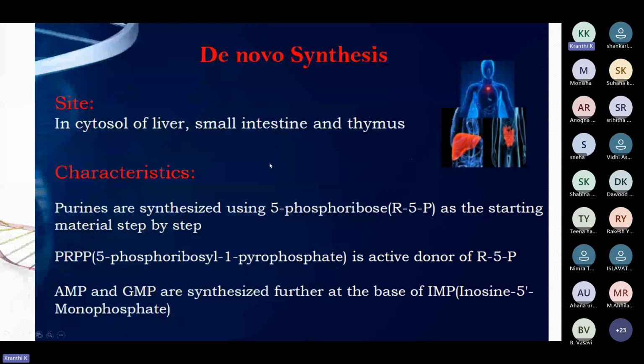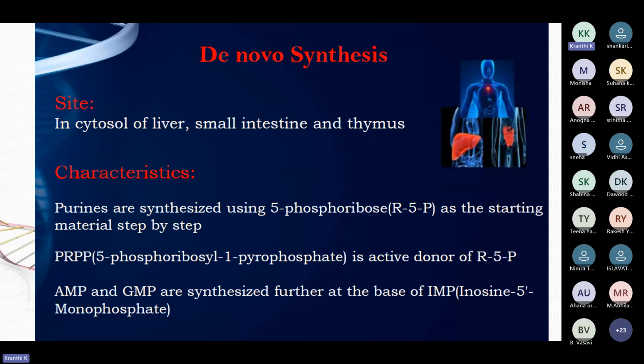As I told you, we have two methods. One is de novo, the other is salvage. First is the de novo, which is what we are discussing. De novo synthesis means we are synthesizing newly. The site of synthesis of these nucleotides is the cytosol of the liver, small intestine and thymus cells.